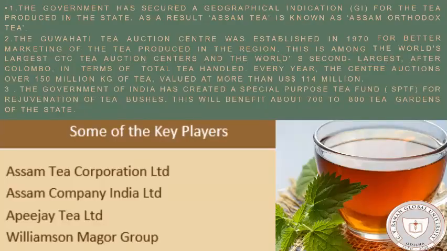The government has secured a geographical indication for the tea produced in the state. As a result, Assam tea is known as Assam Orthodox tea. The Guwahati Tea Auction Center is among the world's largest CTC tea auction centers. Every year, the center auctions over 150 million kg of tea, valued at more than 114 million US dollars.